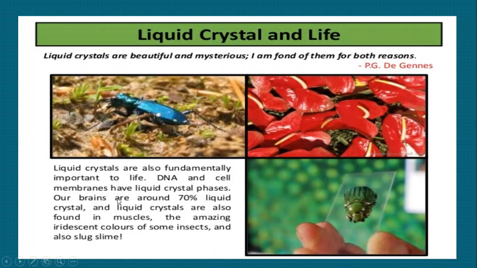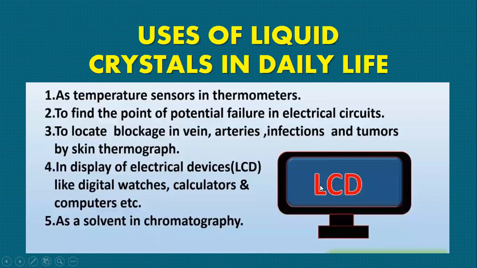Liquid crystals are found in living organisms fundamentally. Like DNA and cell membranes have liquid crystal phases, our brains are around 70% liquid crystals, and liquid crystals are also found in muscles. The amazing iridescent colors of some insects and also slime are because of liquid crystals. These beautiful colors are because of liquid crystals.